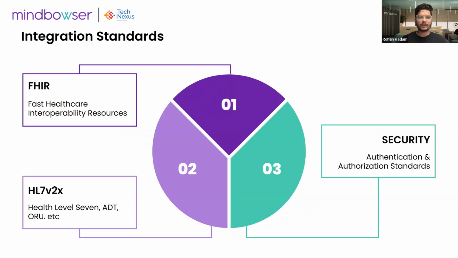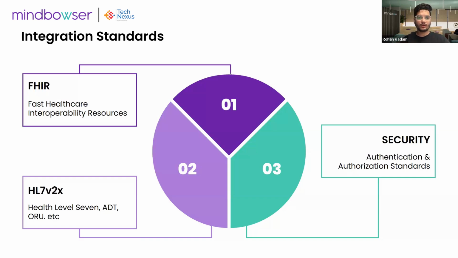The first one is FHIR. FHIR stands for Fast Healthcare Interoperability Resources. It is a standard developed for healthcare. It defines how a patient's data and demographics should be stored and how they should be retrieved. There are multiple resources built in FHIR, such as patient, encounter, appointment, procedures, and document references. These resources define how a particular resource should be stored inside the EHR system.